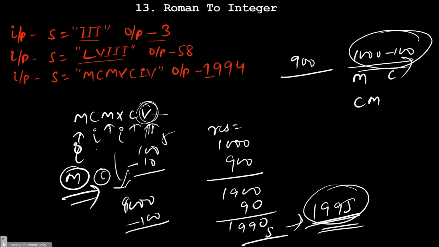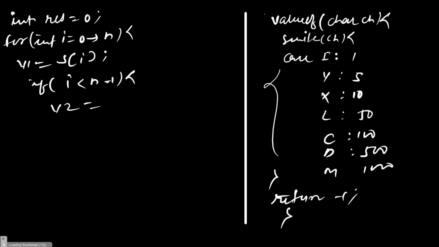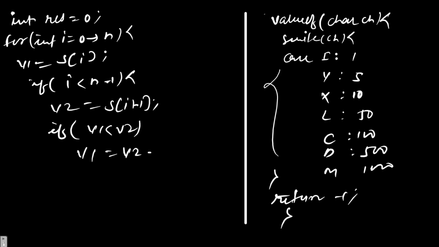What we are doing in this case is checking whether the next value is greater or lesser. Whenever you find that the next value is greater, we have to subtract the current value from it and add that to the current result. So we will be finding the next value, and if we find that v1 is lesser than v2, then in this case we have to do one thing: v1 is going to be equal to v2 minus v1, and do the i plus plus for the current index.